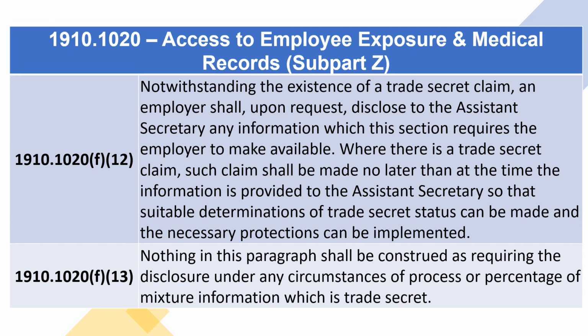1910.1020(f)(12). Notwithstanding the existence of a trade secret claim, an employer shall, upon request, disclose to the Assistant Secretary any information which this section requires the employer to make available. Where there is a trade secret claim, such claim shall be made no later than at the time the information is provided to the Assistant Secretary so that suitable determinations of trade secret status can be made and the necessary protections can be implemented.